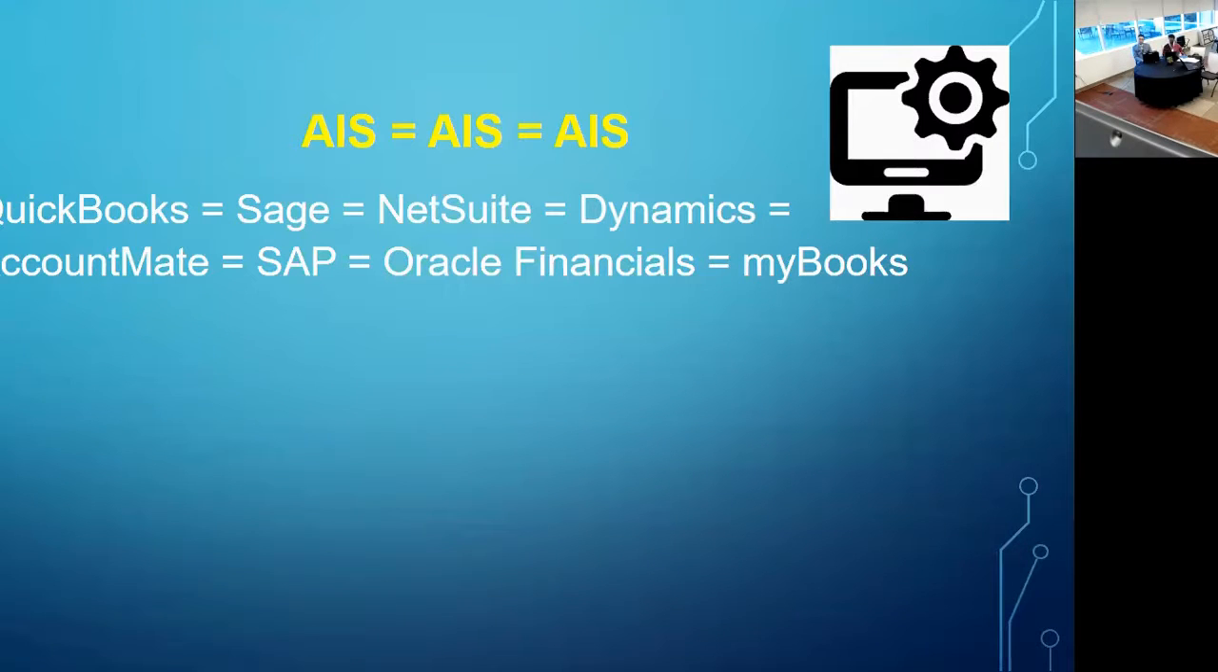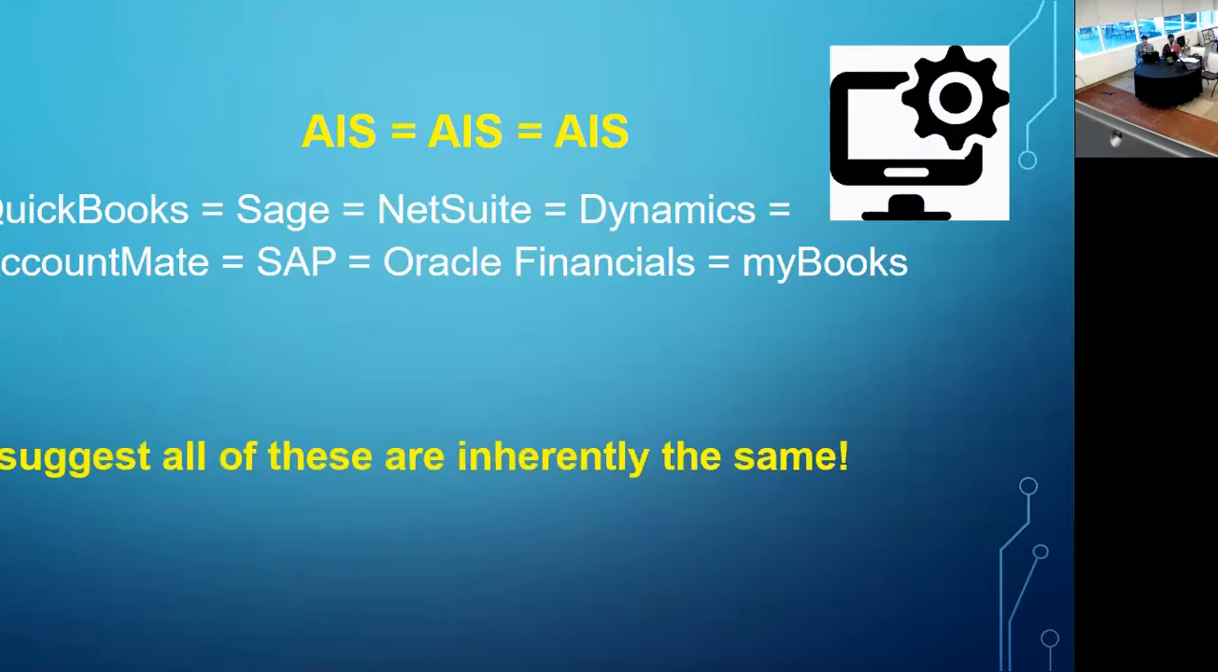This is my thought, that QuickBooks is equal to Sage, it's equal to Dynamics, it's equal to SAP, equal to MyBooks and Oracle, etc. So I'm suggesting that these are really all the same. I mean, how many ways can you sell a product, decrement inventory, increase receivables, increase sales, et cetera, et cetera? I mean, they all do basically the same thing. Okay.